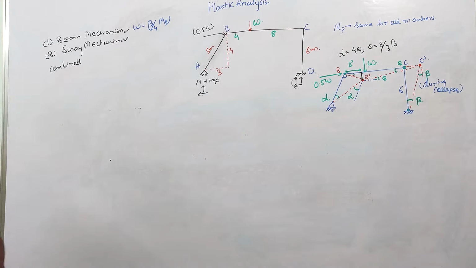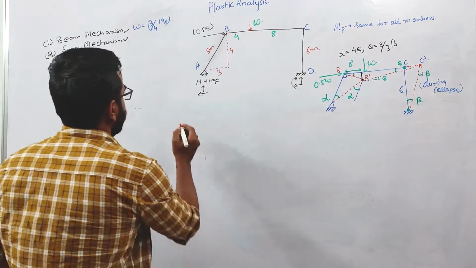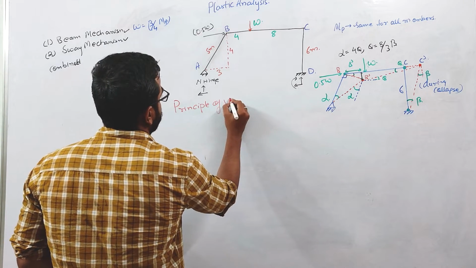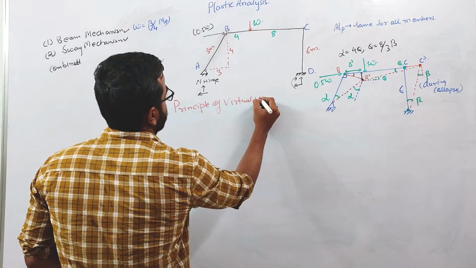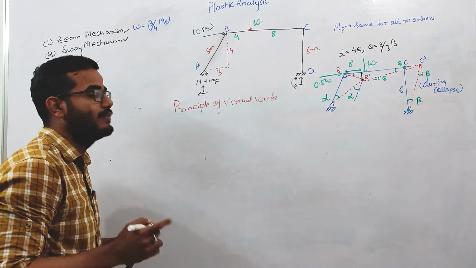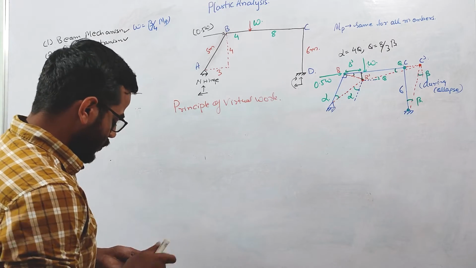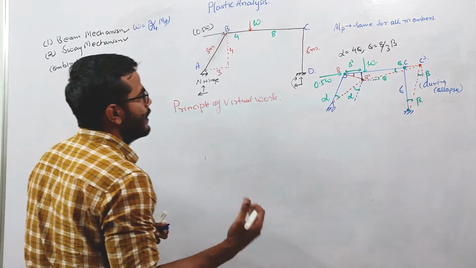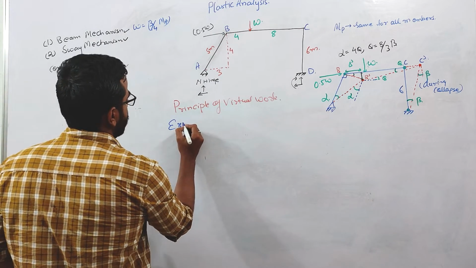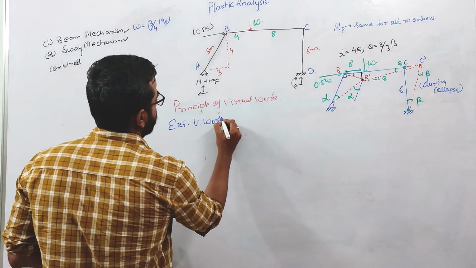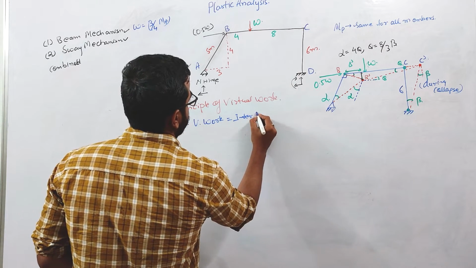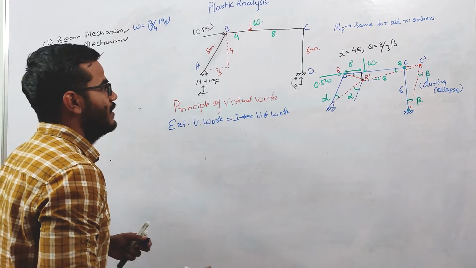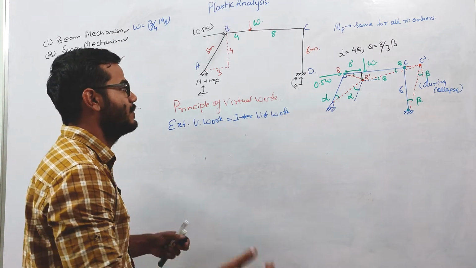Now we will be using the principle of virtual work again, to calculate the collapse load in this frame mechanism. The principle of virtual work states that the external work done will be equal to the internal work done. External virtual work is equal to internal virtual work. This theta is basically the virtual displacement over here.